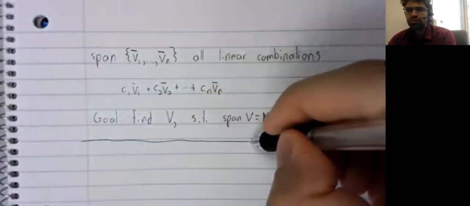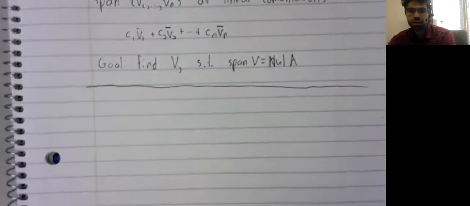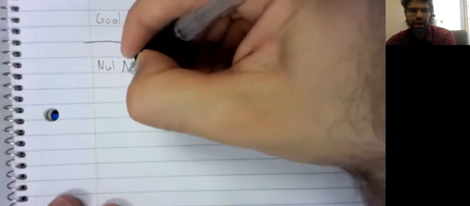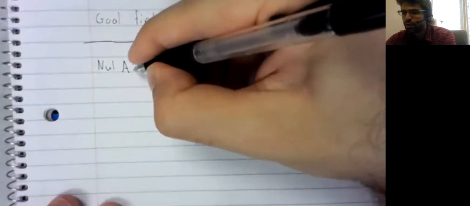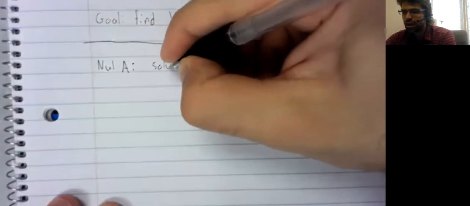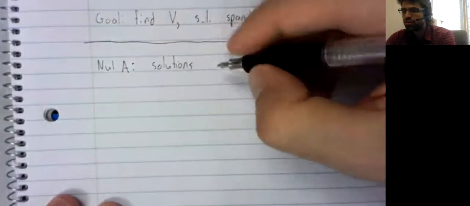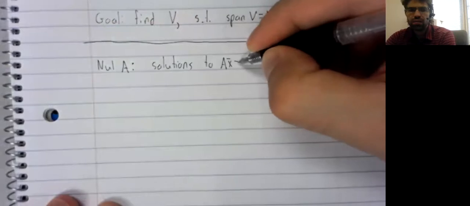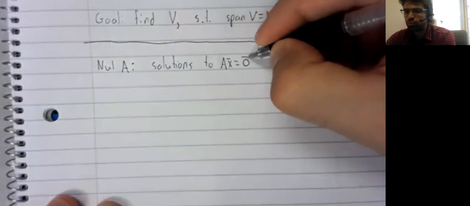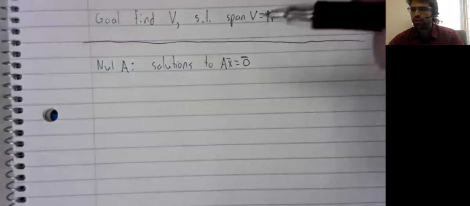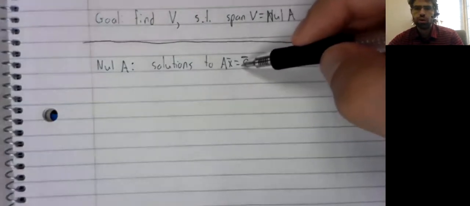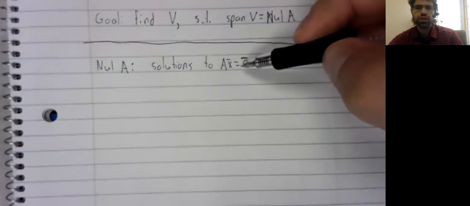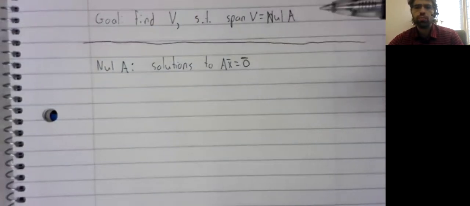We've already seen this method. I mean, the null space of A is the set of solutions to AX equals 0. And we discussed how to solve this and write the solutions when we discussed homogeneous systems.